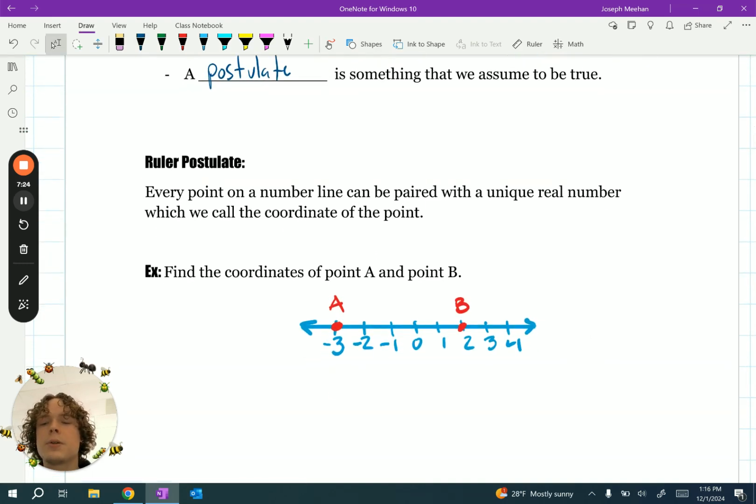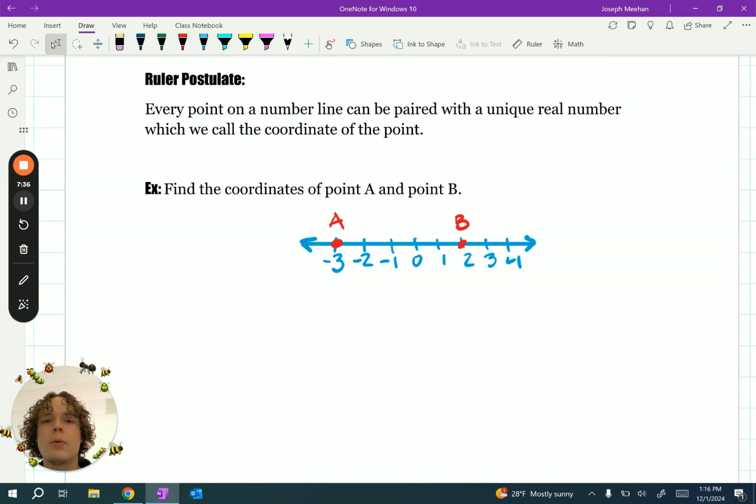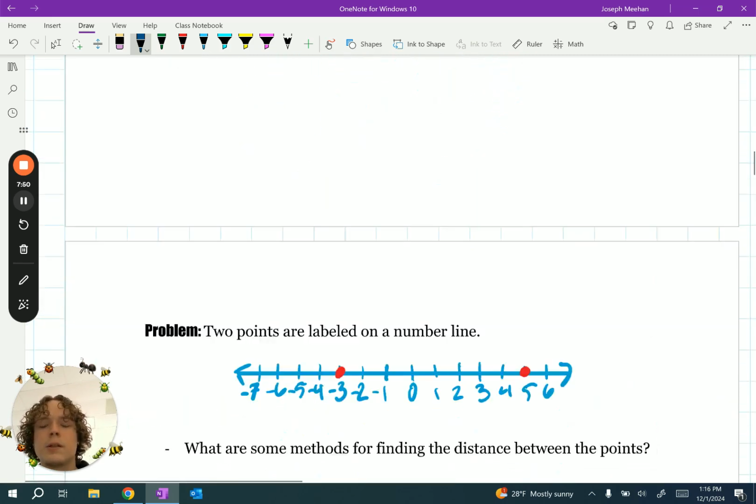Speaking of postulates, here's the ruler postulate. It says every point on a number line can be paired with a unique real number, which we call the coordinate of that point. Very simple idea. Don't overthink it. It says find the coordinates of point A and point B. I'm sure we can do that. What's the coordinate of point A? -3. What's the coordinate of point B? 2. Boom. We have mastered the ruler postulate. That's it.